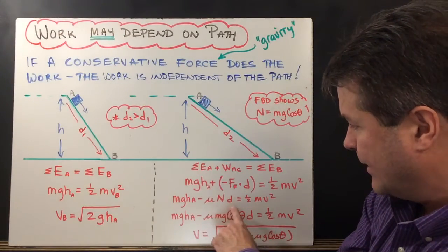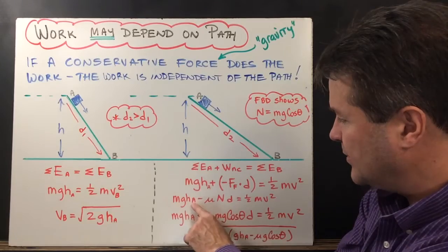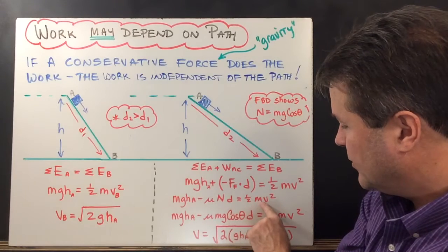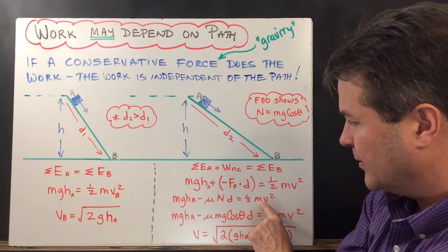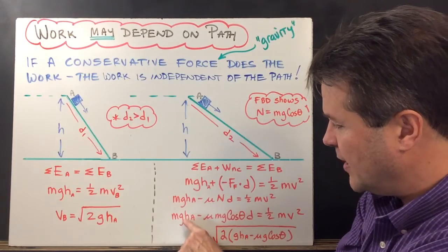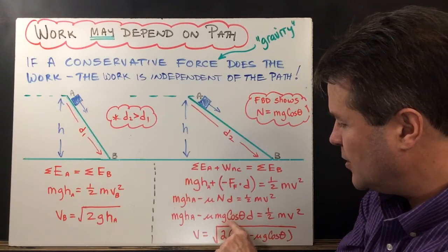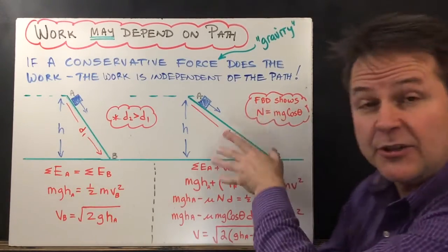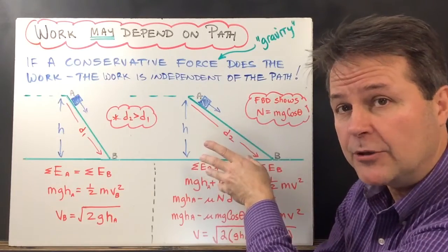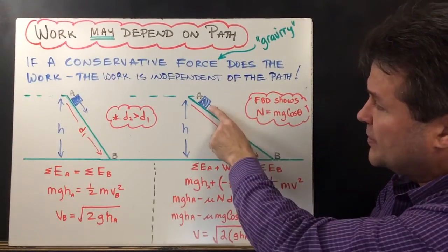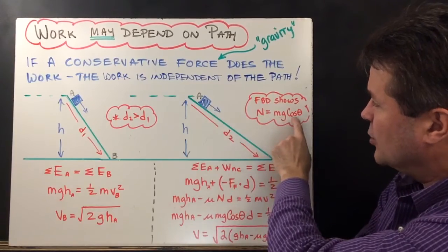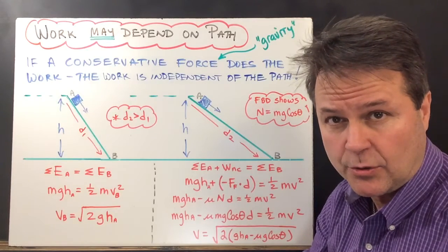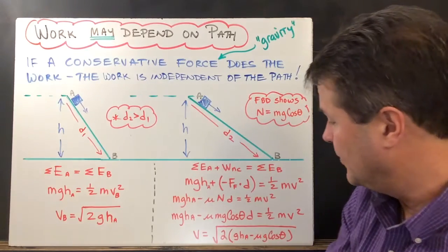So let's analyze this further. mgh remains. We expand ff. Ff is mu n times d. And that's equal to the kinetic energy at the base of the hill. Further expanding, we still have mgh. Now we have mu mg cosine theta times d. N, the free body diagram, I didn't draw that here. You can draw that yourself if you need to. The normal force acting on that object is equal to mg cosine theta, similar to all of the inclined plane problems that we've done previously in the course. So you can review those notes if necessary.